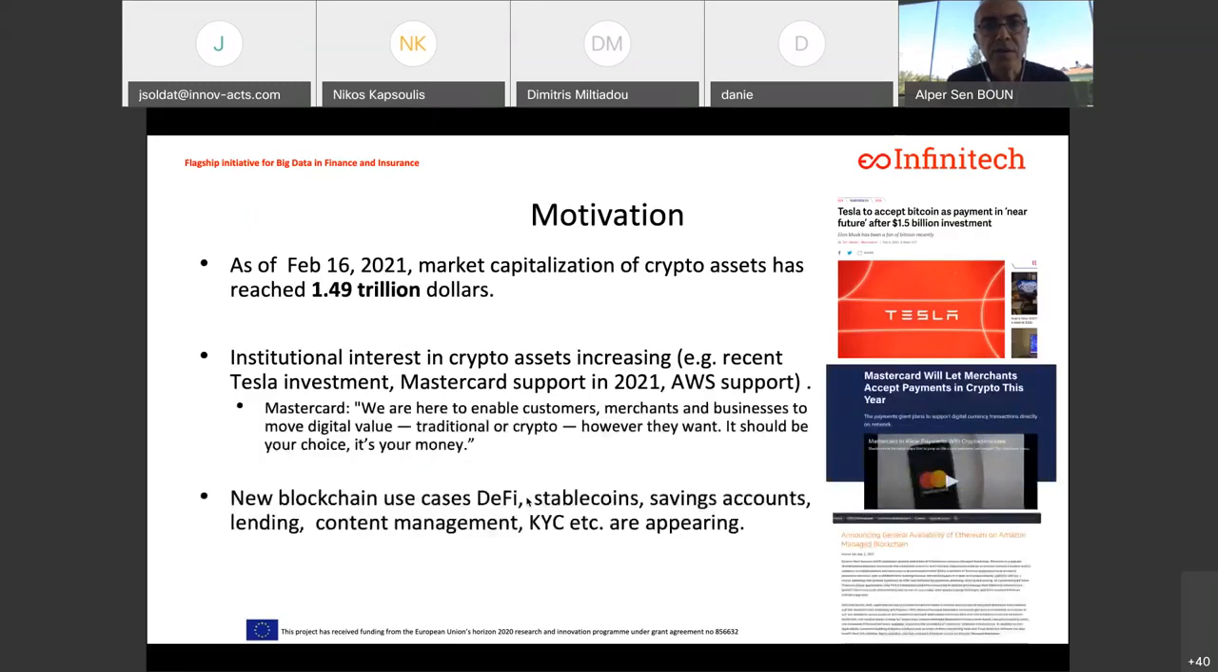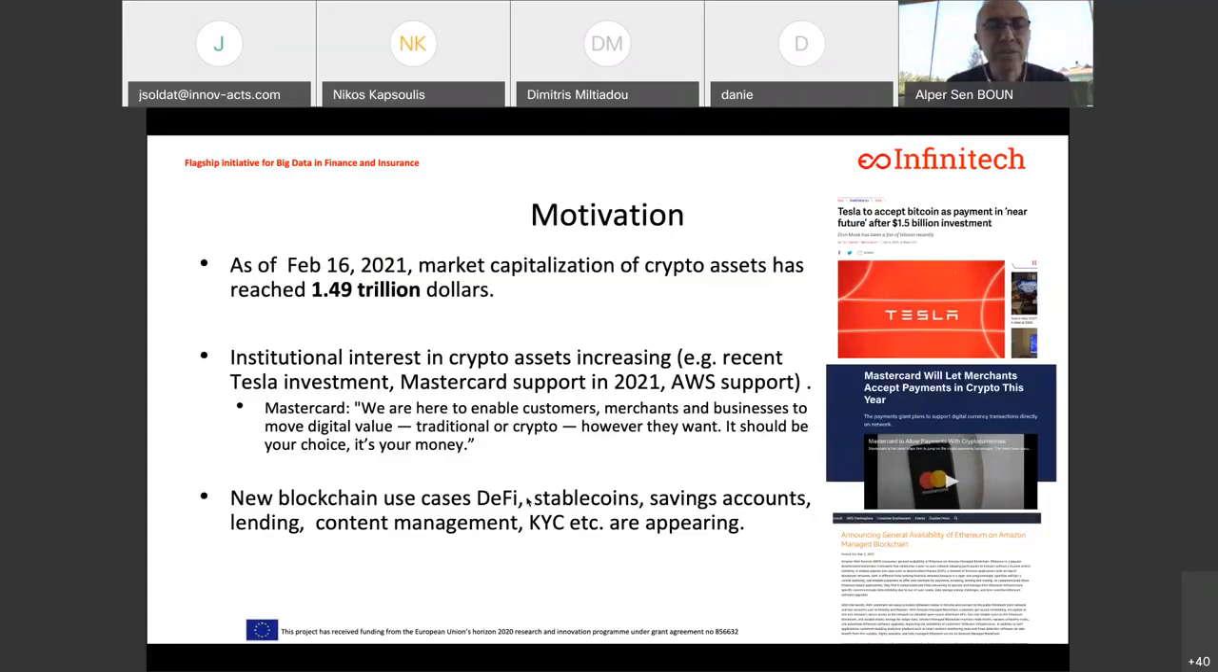Okay, so as John also gave this motivation earlier, we know that the market capitalization of crypto assets has grown immensely, and as of February 16, it was $1.49 trillion, and actually I stopped counting it, so it's probably gone up even since then.